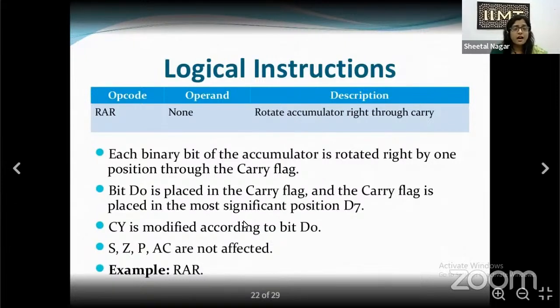Now next one is RAR, rotate accumulator right through carry. Each binary bit of the accumulator is rotated right by one position through the carry flag. Bit D0 is placed in the carry flag and the carry flag is placed in the most significant position D7. Carry is modified according to bit D0; sign, zero, parity, and auxiliary carry are not affected after the execution of the RAR instruction.